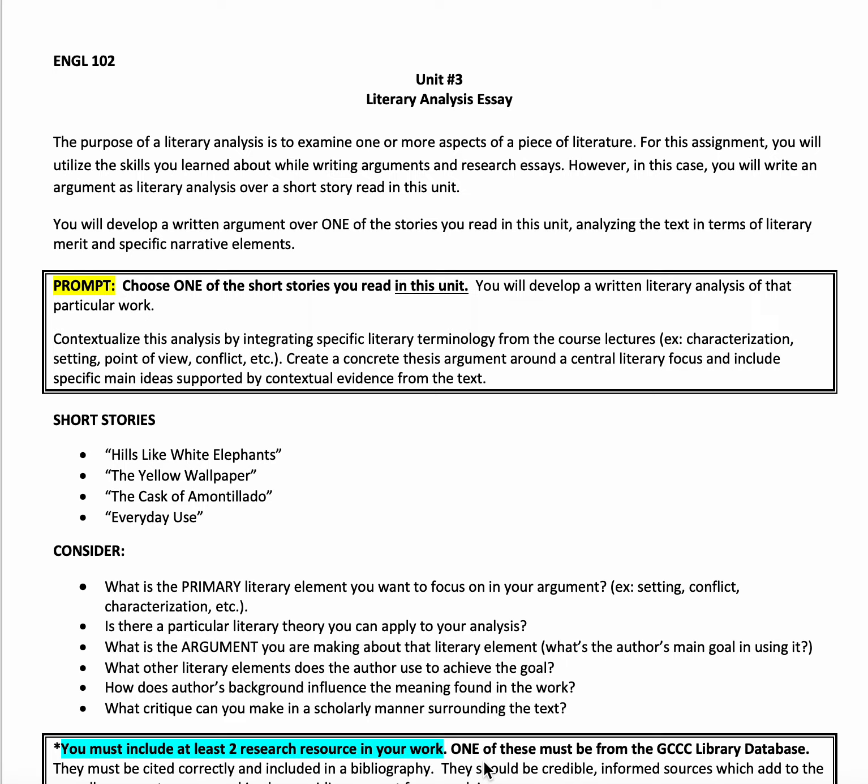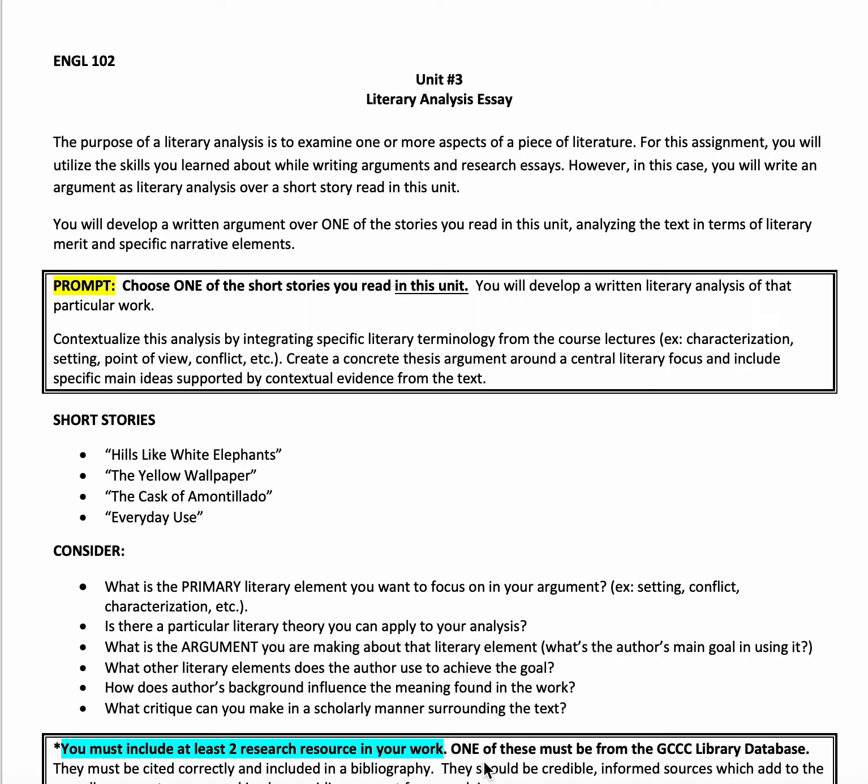So this essay is going to be a literary analysis essay, which looks at one or more aspects of a piece of literature read in this unit. So you basically utilize the same skills that you've learned, the argumentation skills, and apply that to analysis of a piece of literature. So you're going to develop a written argument over one of the stories that you read in this unit, analyzing that in terms of the literary merit and the narrative elements that you saw.